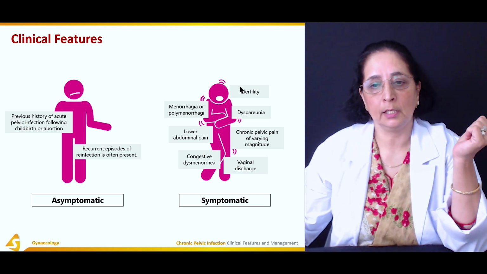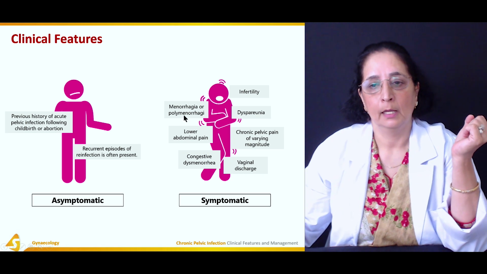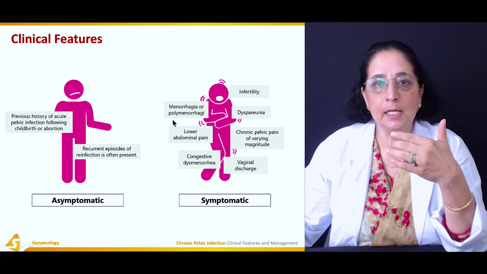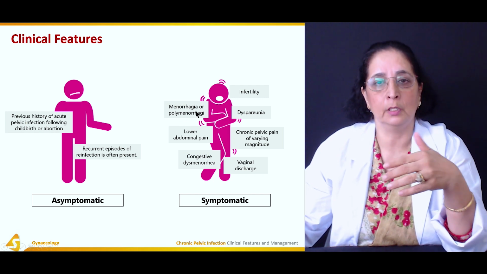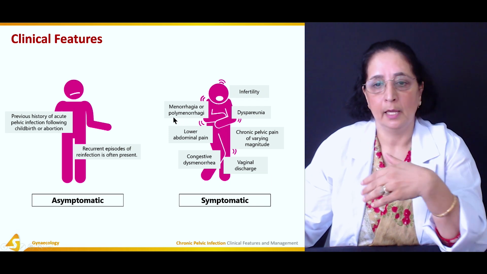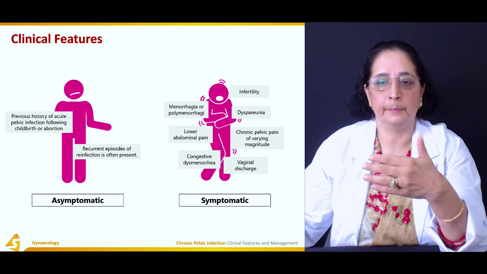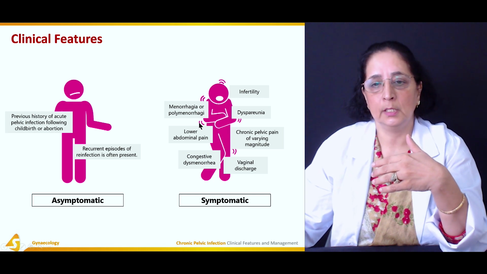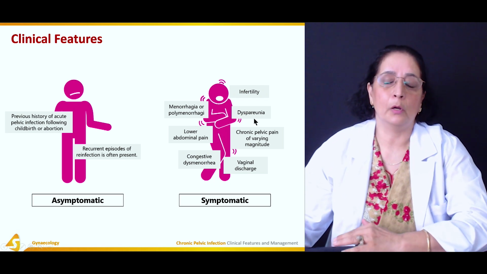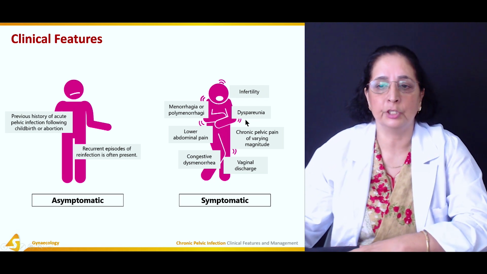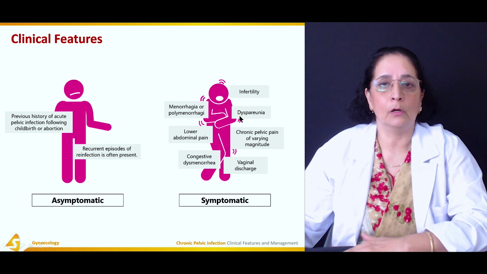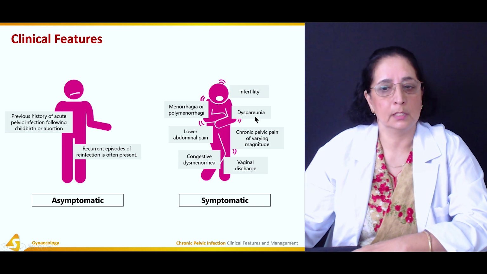So menorrhagia, excessive menstruation or excessive blood flow. Polymenorrhea, increase in the number of menstruations. Maybe every 15 days, every 20 days the patient menstruates. So this is polymenorrhea. Then dyspareunia is also very common after chronic pelvic infection. It is difficult or painful intercourse.